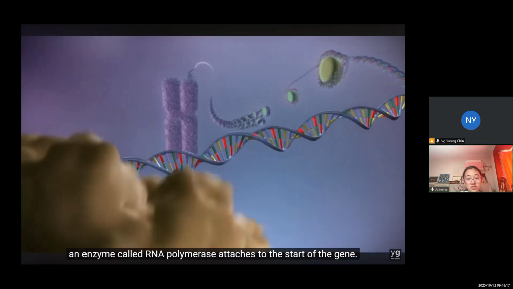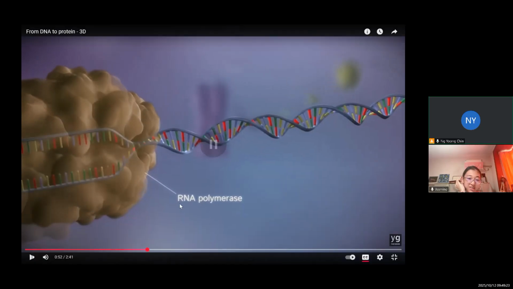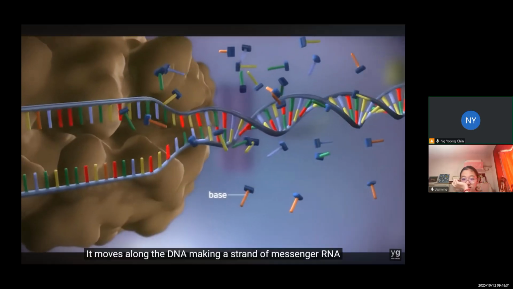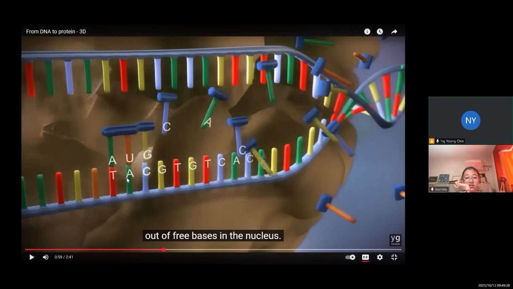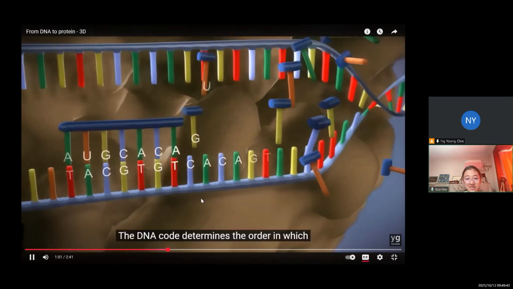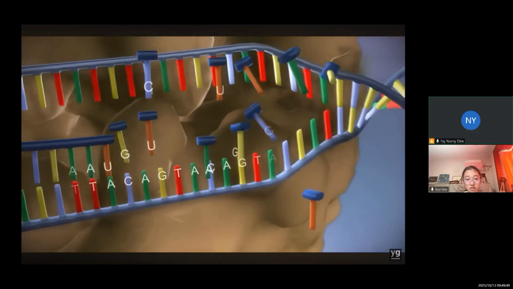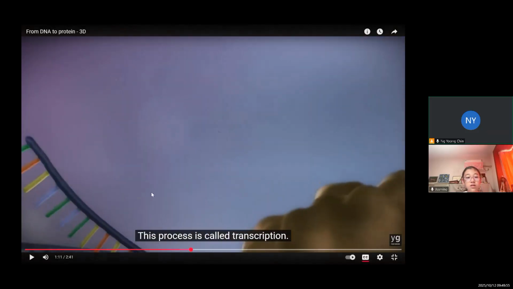When a gene is switched on, an enzyme called RNA polymerase attaches to the start of the gene. So this is the enzyme that will help to make the messenger RNA, the mRNA. It moves along the DNA, making a strand of messenger RNA out of 3 bases in the nucleus. See, they pair up: A, U, U, A, G, C. The DNA code determines the order in which the bases are added to the messenger RNA. This process is called transcription. Actually, this process, how they make the messenger RNA, is called transcription.